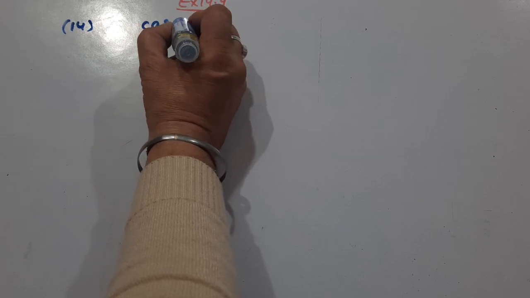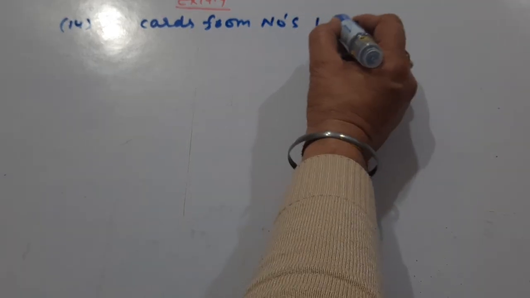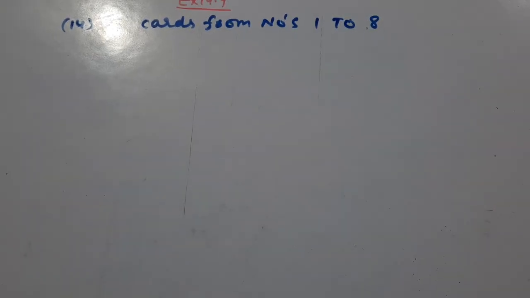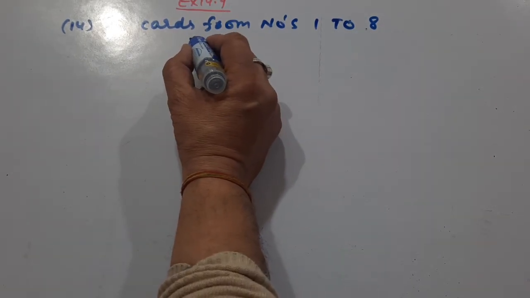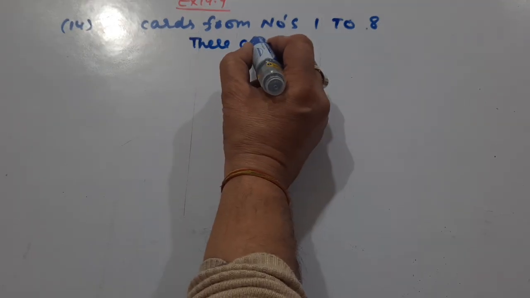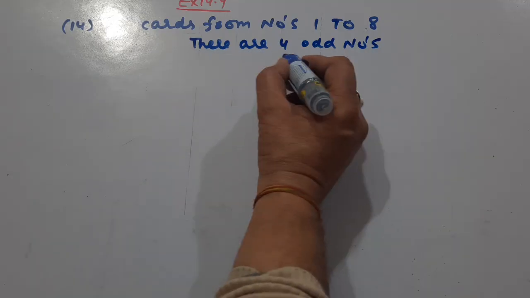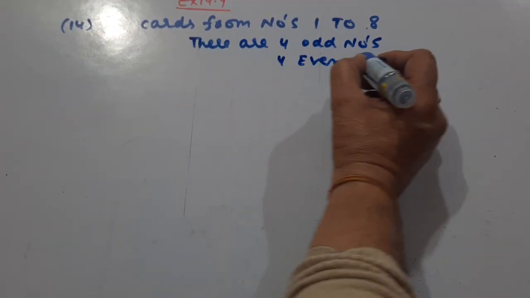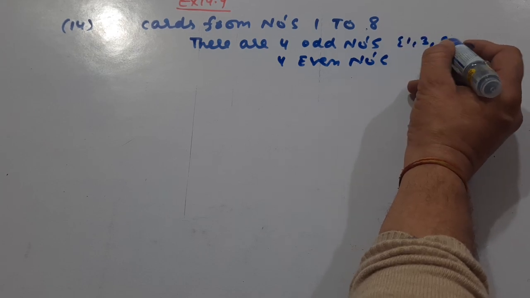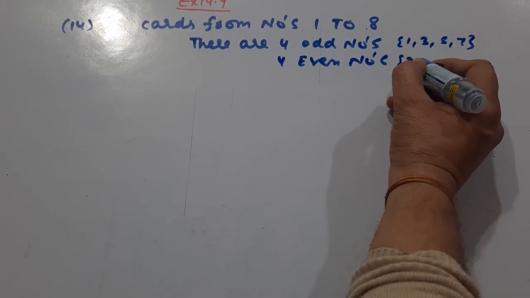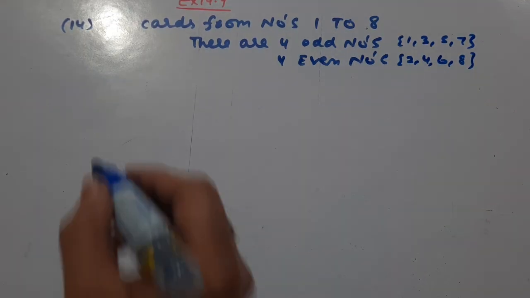So students, we have cards from numbers 1 to 8. Now from 1 to 8, there are four odd numbers and four even numbers. Odd numbers कौन से रहेंगे? 1, 3, 5 and 7. Even numbers रहेंगे 2, 4, 6 and 8, right?